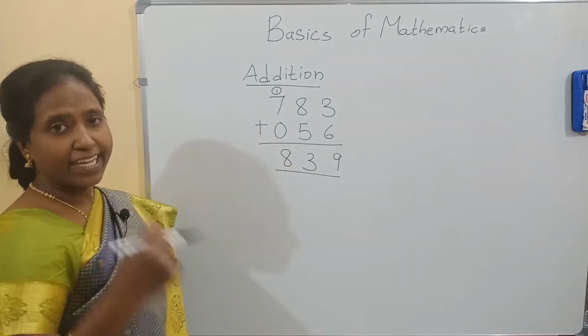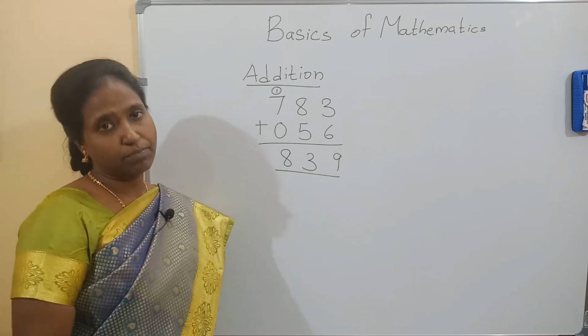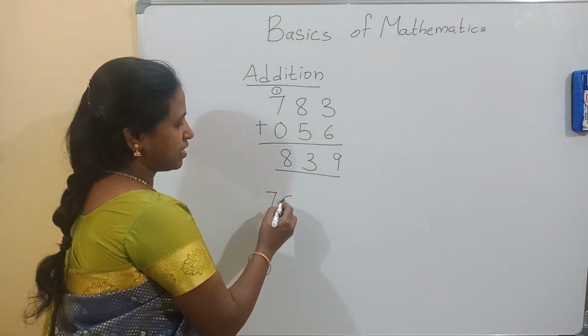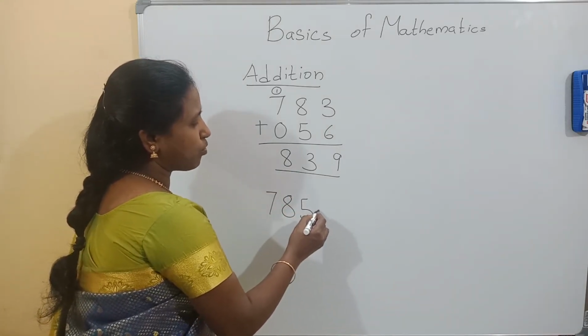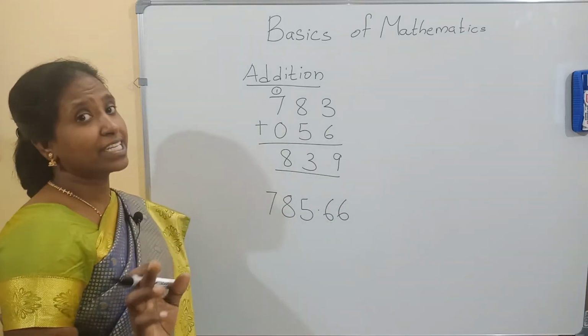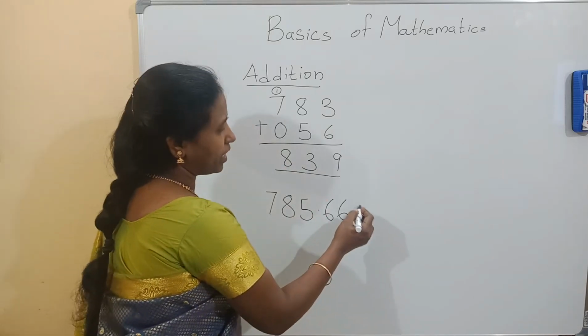Right? And the next one is, we have a bit of confusion while adding with decimals, the points, right? So let me give an example for this. 785.66. So after the point you should not say sixty-six, you should say six, six. Each term should be a total.